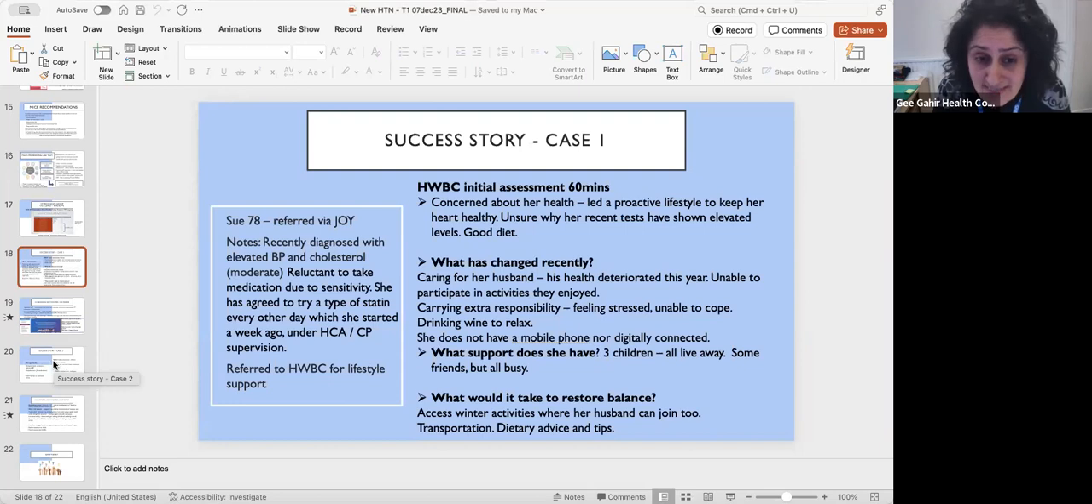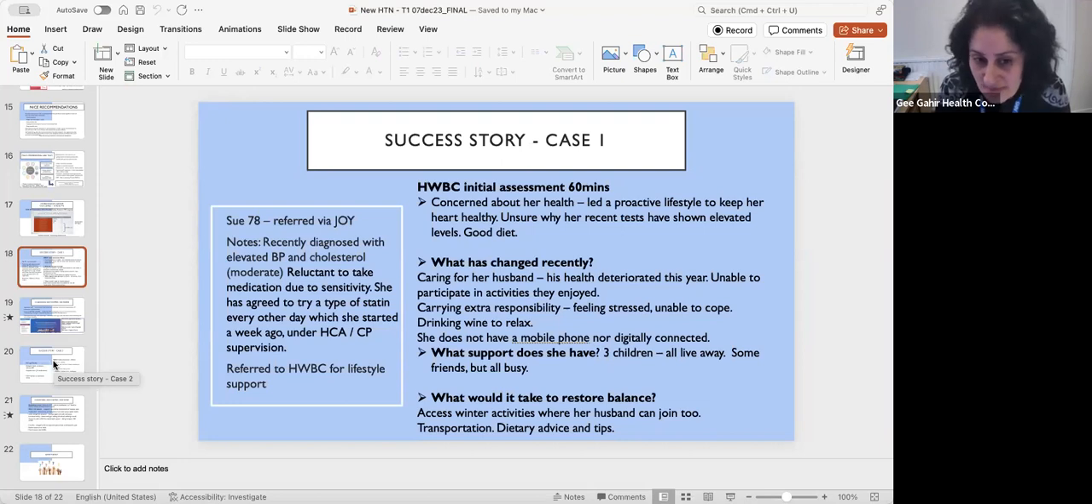Now, in my initial 60-minute assessment, she was really concerned about her health, quite worried when she came in. She said that she didn't understand why she had high blood pressure because she and her husband had led a proactive lifestyle to keep her heart healthy for so long. She really looked amazing for a 78-year-old, but I could see that there was concern on her face, and she was really unsure about the recent tests. And she shared her good diet with me.